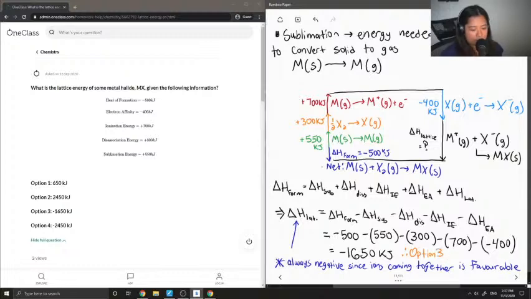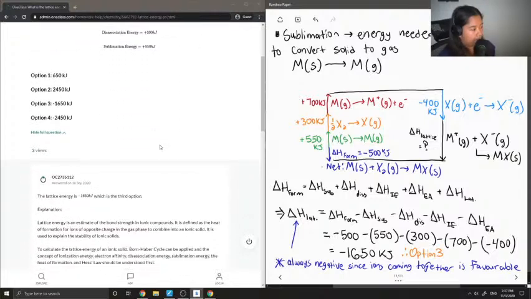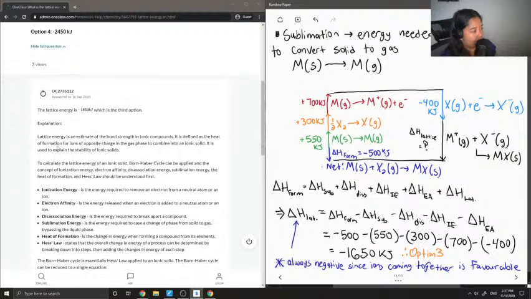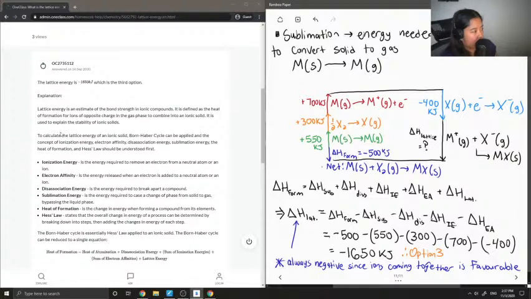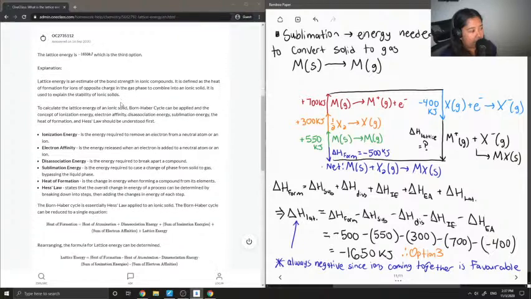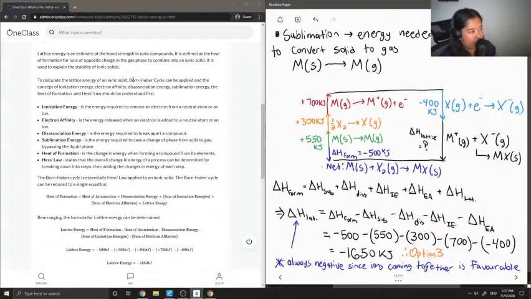So let's see what our junior tutor said. Third option. Explanation: lattice energy is an estimate of the bond strength in ionic compounds. It is defined as the heat of formation of ions of opposite charge in the gas phase to combine into an ionic solid. It is used to explain the stability of ionic solids. To calculate the lattice energy of an ionic solid, Born-Haber cycles can be applied, and the concept of ionization energy, electron affinity, dissociation energy, sublimation, the heat of formation, and Hess's law should be understood first.